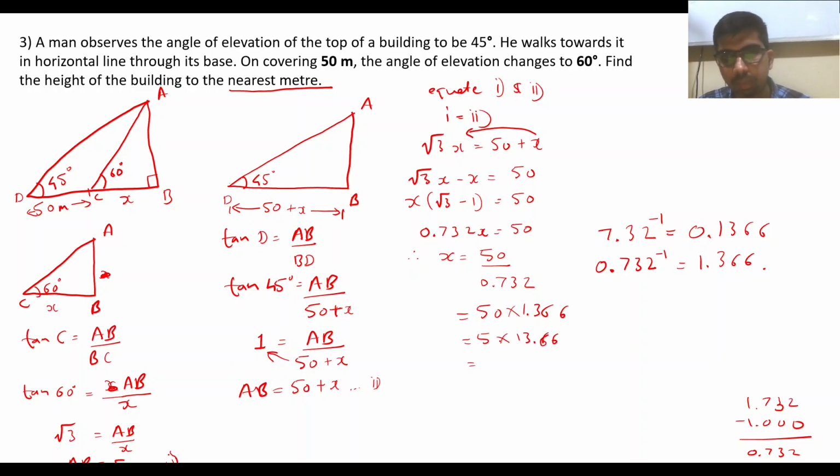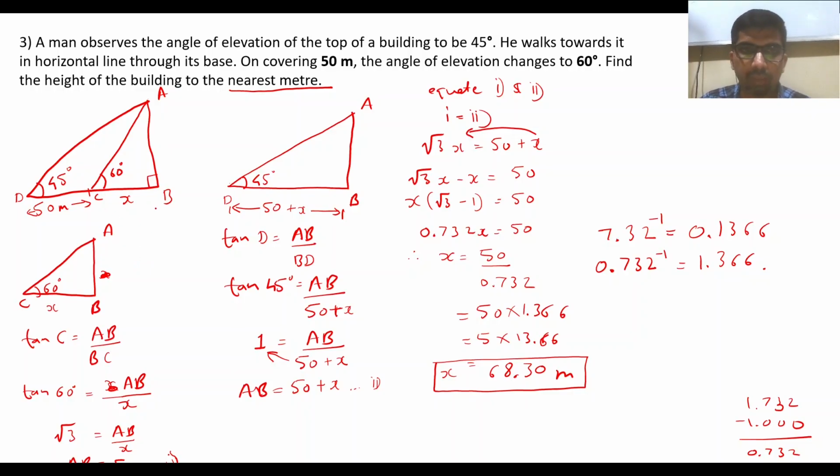Let's multiply. 5 6s are 30, carry 3. 5 6s are 30, plus 3 is 33, carry 3. 3 5s are 15, plus 3 is 18. Decimal carry 1, 5 1 is 5, 6. So what x did we get? This is 68.30 meters. So the distance of the base is 68.30. We don't want x.